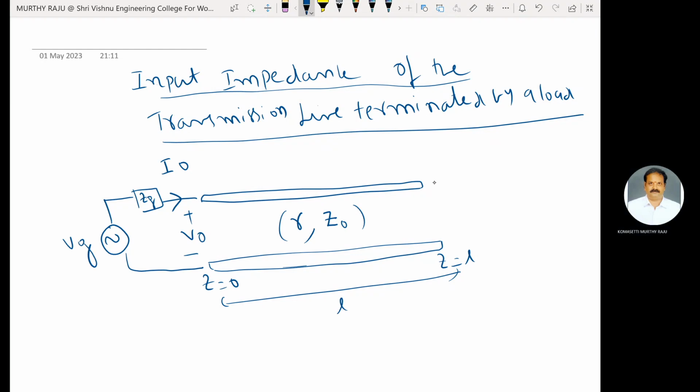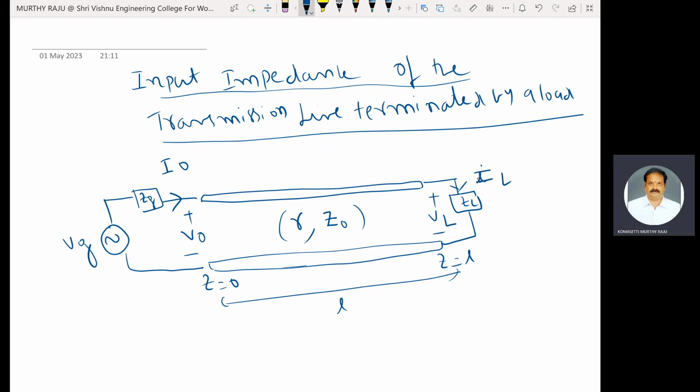Here a load ZL is connected. This one is the voltage VL. The current flow through this one is capital IL. Suppose here some Z is the length of the transmission line. From the load side, the length of the transmission line is L dash, which is total length L minus Z. This one is L minus Z.